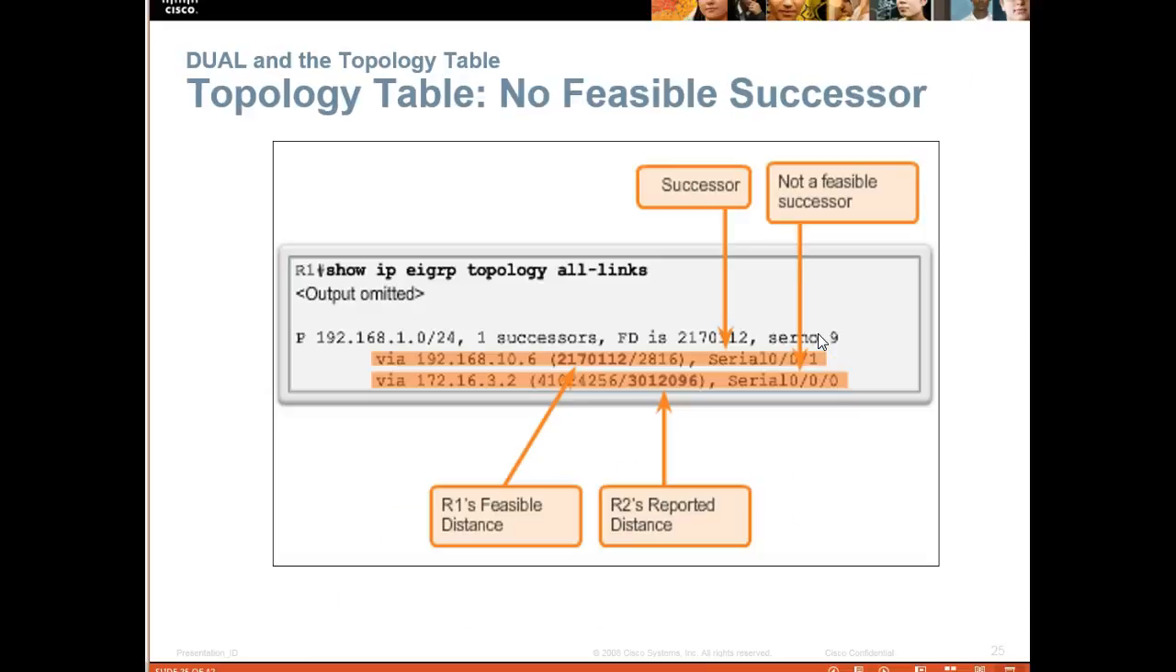Now, an odd thing can happen. Sometimes there's no feasible successor, because here the reported distance, the 217 here, is not smaller than the feasible distance for R1, so there's no feasible successor here. We just have one strong route.